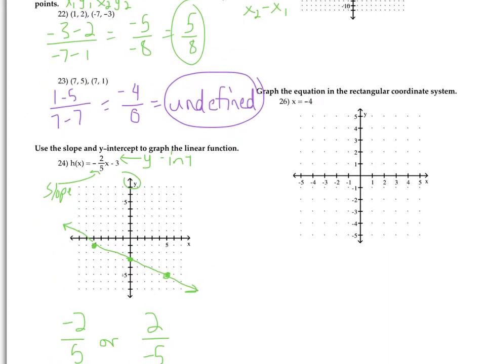Graph the equation in the rectangular coordinate system. x equals good old negative 4. This is the x-axis, this one right here. Put a dot here at negative 4. Does it make sense for us to draw a line going this way? I sure hope not. It needs to go vertically. Okay, so right there, that's our line.